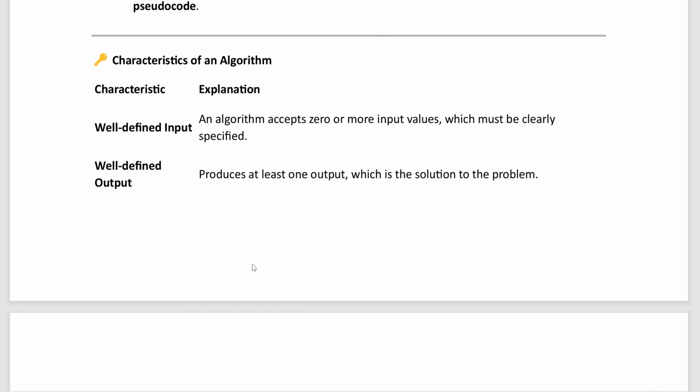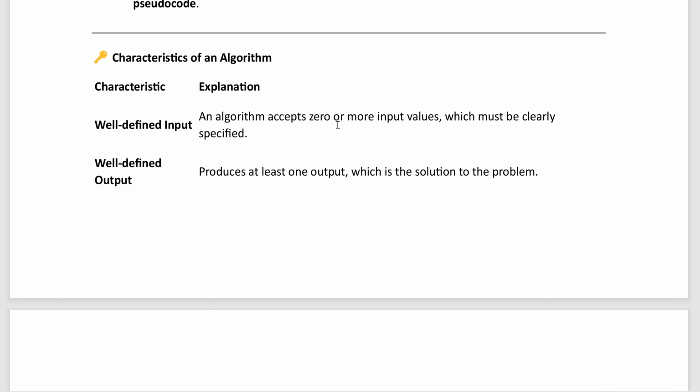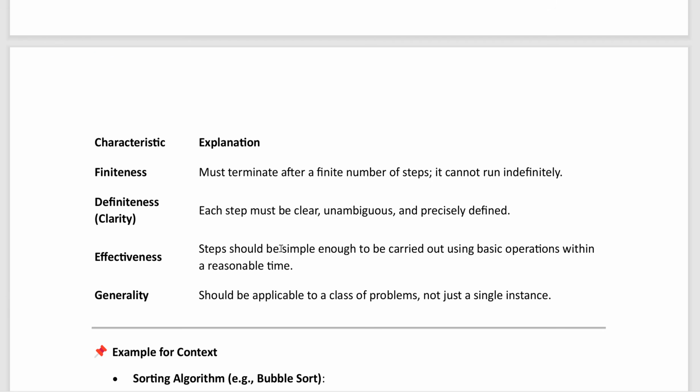So these are some of the characteristics of an algorithm. An algorithm accepts zero or more input values which must be clearly specified. An algorithm produces at least one output which is the solution to the problem. Clear? An algorithm must terminate after a finite number of steps. It cannot run indefinitely.